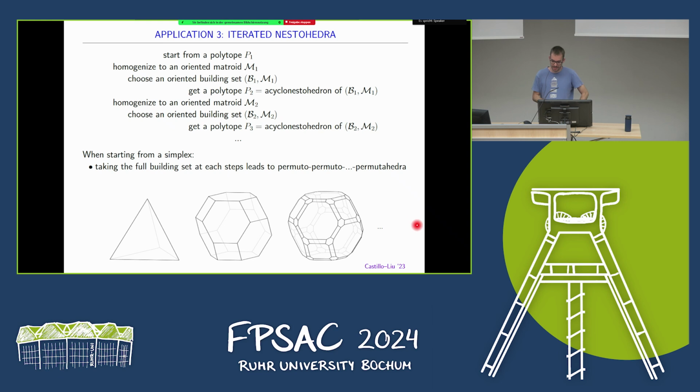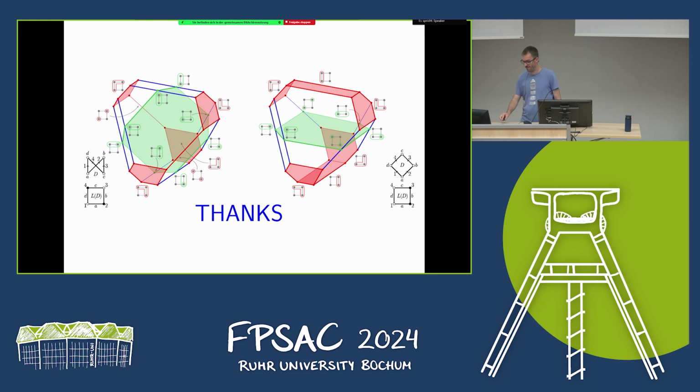And for example, if you take the full building set each time, what you obtain is iterated permutahedra. It was considered by Castillo and Liu. They considered a two-fold version. We have no reason to stop after two. But you can also just pick another building set at each step. Then what you obtain, if you do it twice, is what Gaiffi calls nestohedra. So that's one more application. Okay, and thank you very much.